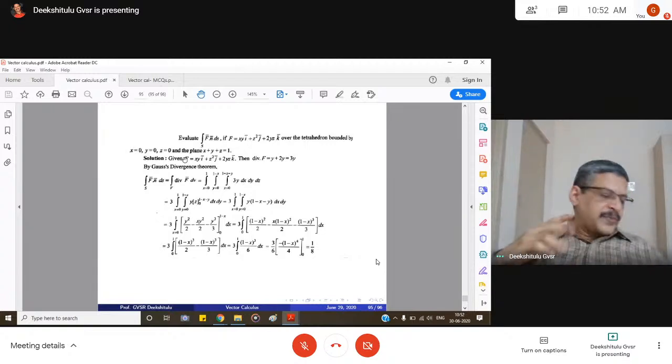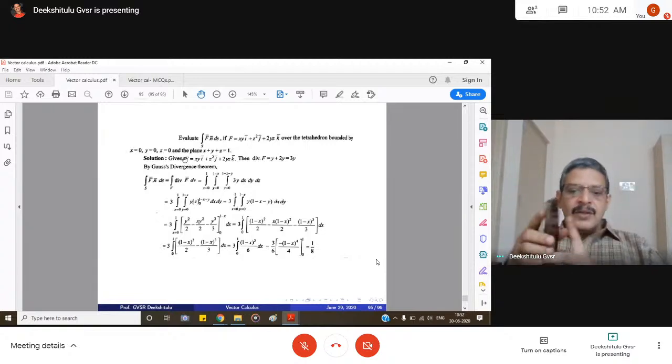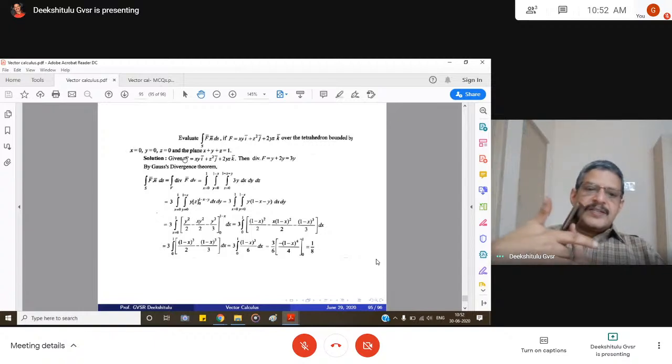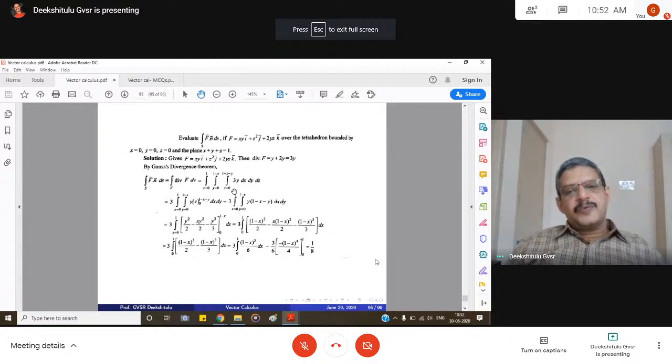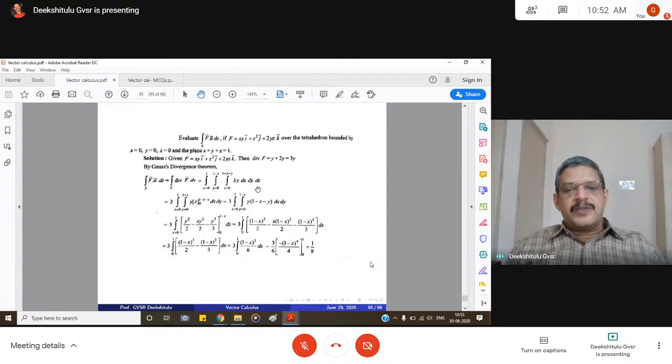Z changes from 0, this is the z axis, to the plane. Like this, z starts here from 0 on this plane and goes up to the plane x plus y plus z is equal to 1. What is z on this plane? Z is equal to 1 minus x minus y. So just put dx dy dz. Because the limits are in terms of x and y, the first integration should be with respect to z. So the integral of dz is z. If you put the limits 0 to 1 minus x minus y, it becomes y into 1 minus x minus y dx dy.